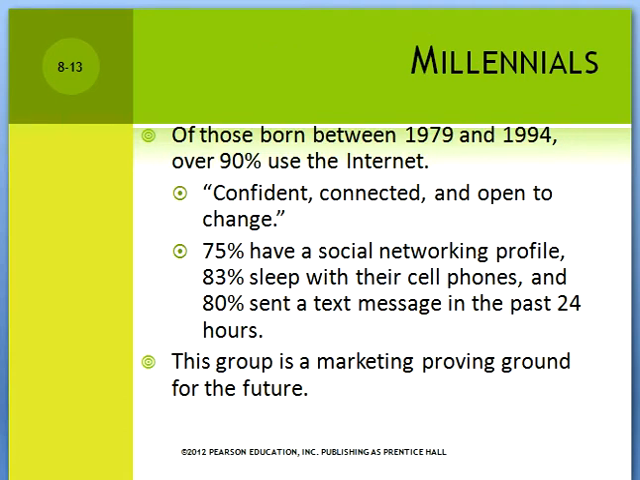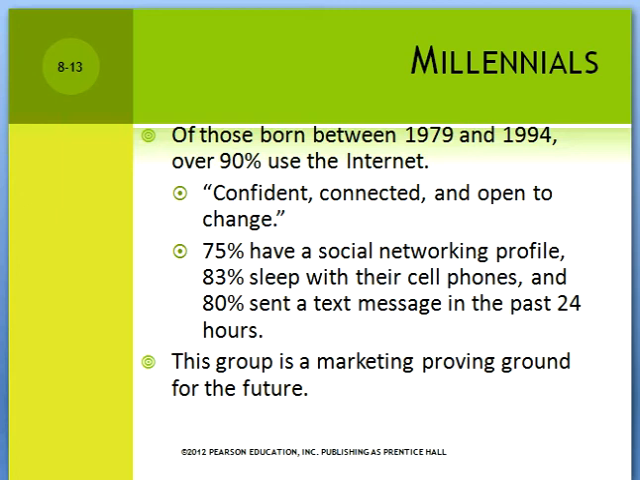The first one, millennials. We call them millennials. They were born between 79 and 94. Over 90% use the internet. They were the ones born before the millennium of year 2000, and they are using the internet the most. And their characteristics are they are confident, connected, and open to change, because that's the first generation becoming very comfortable with the technology.